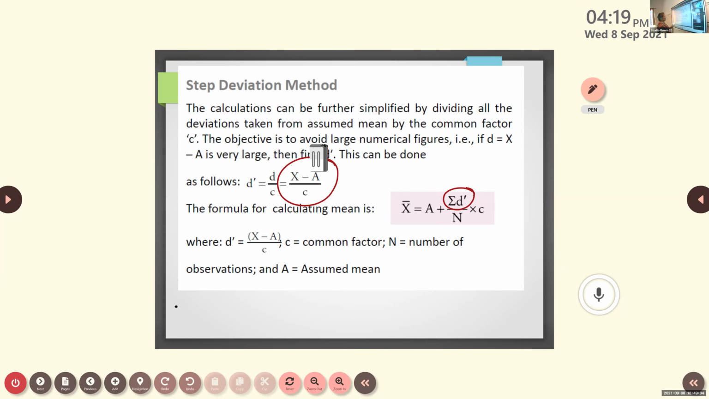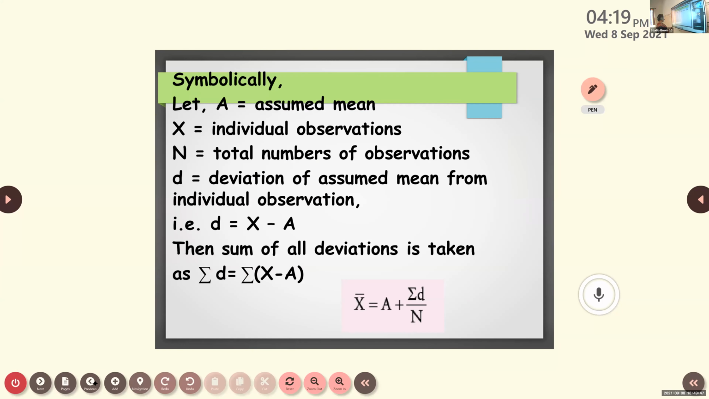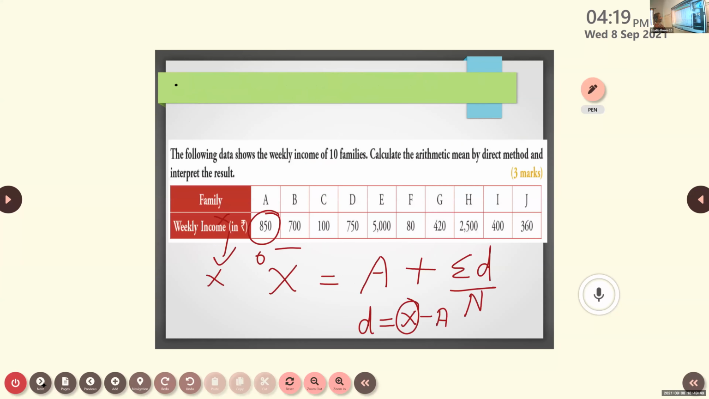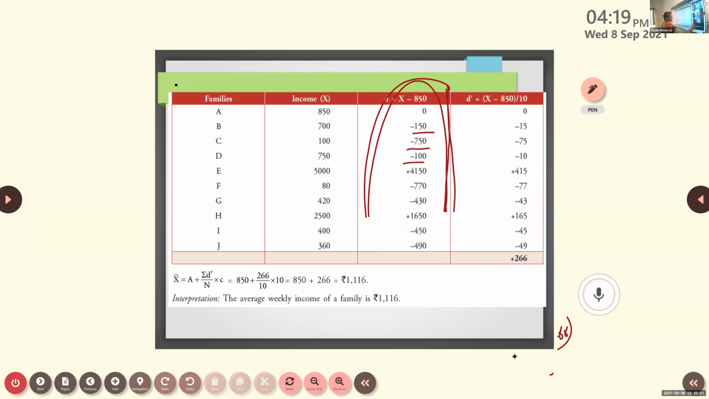So here the purpose is that we wanted to avoid large numbers. Large numbers will be difficult for us to do. Because of that reason, we are using this method. Okay, now see here. This is that previous question. Till here, it is assumed mean.